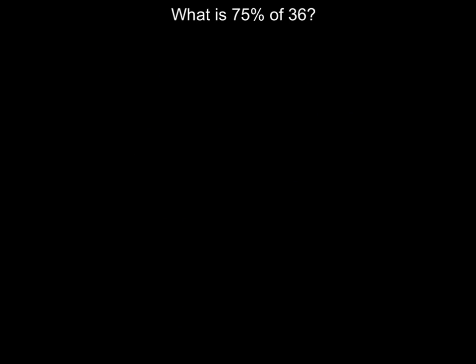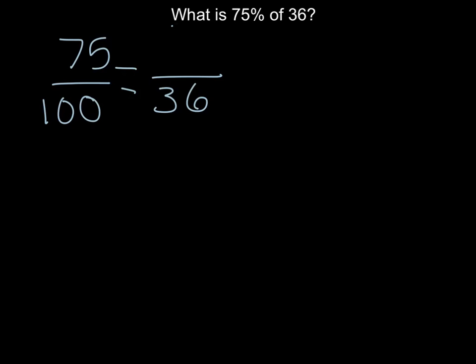We will do one more final example. We are taking 75% of 36. So again, we're setting up our two proportions. We have 75 over 100, and we have a denominator of 36. We are looking for this number. Okay, you might realize that we cannot get from 100 to 36. So we will need to simplify our first fraction.